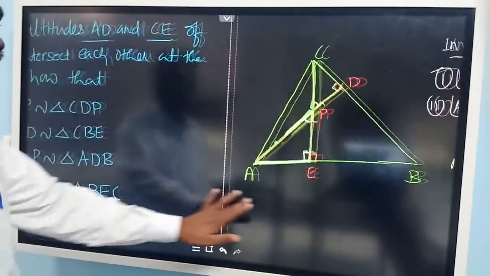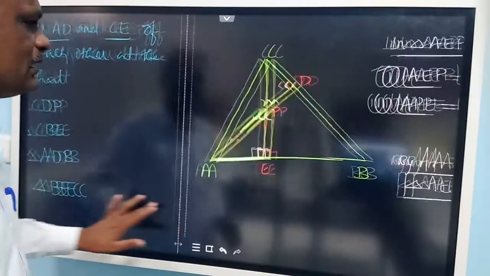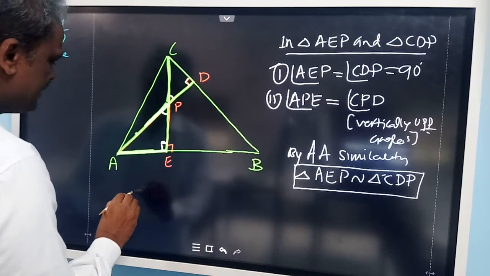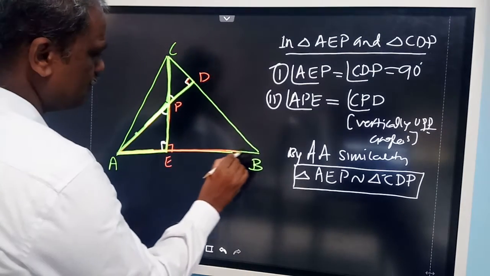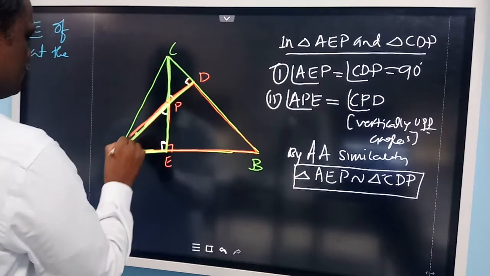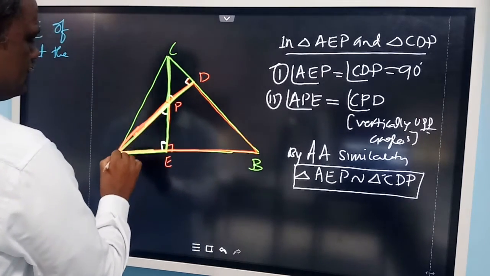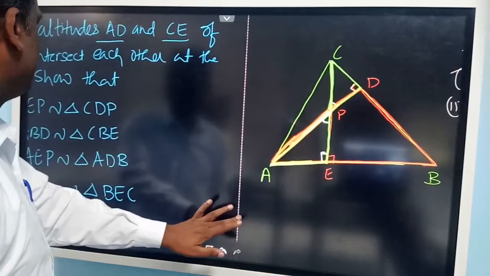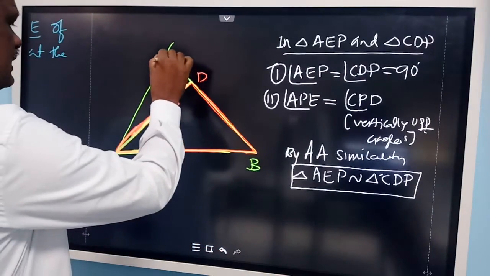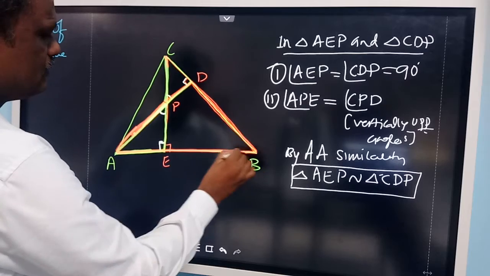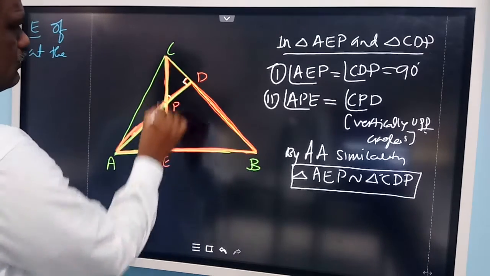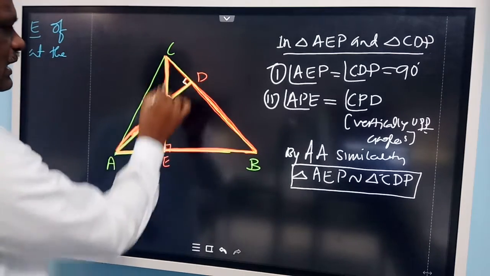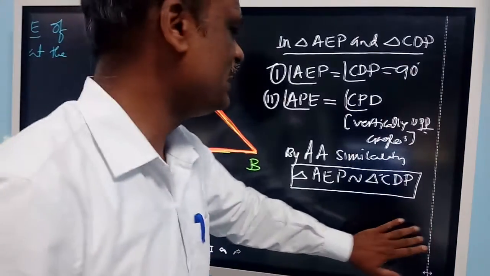Now in the same way, let's go to another pair of triangles: ABD and CBE. Look at the diagram. I will change the color. This is triangle ABD, and this is triangle CBE. Is it visible now? So you have to consider the triangles ABD and CBE.